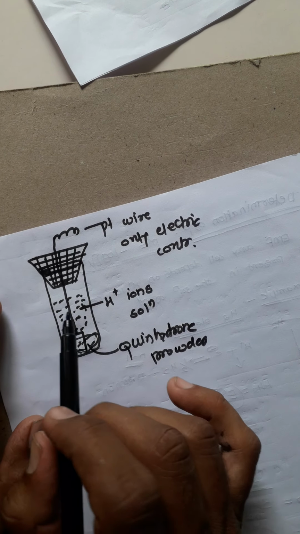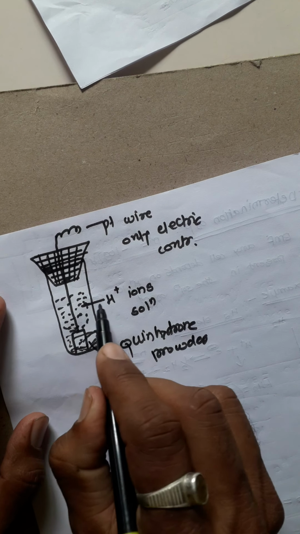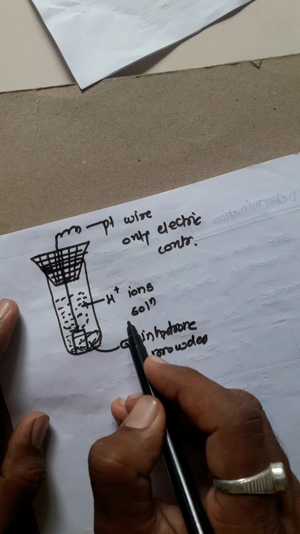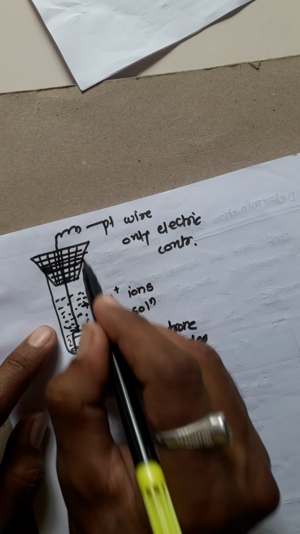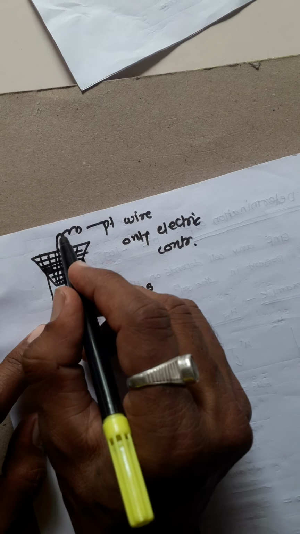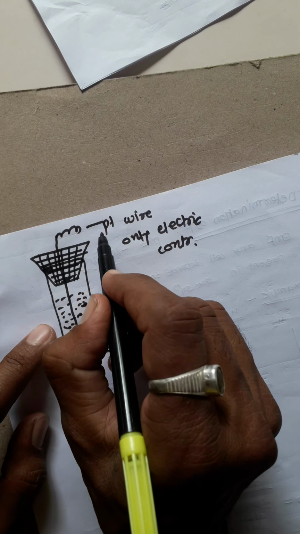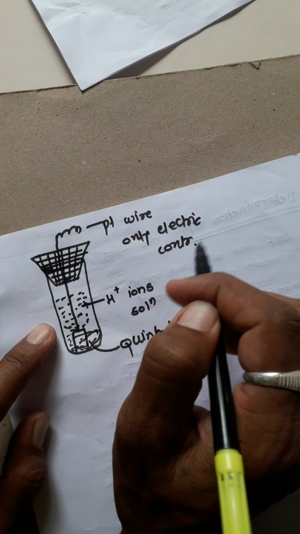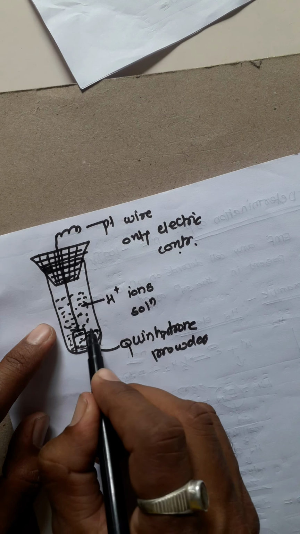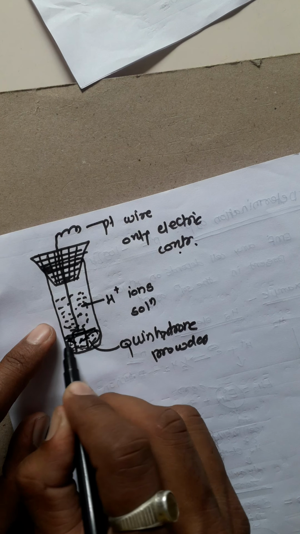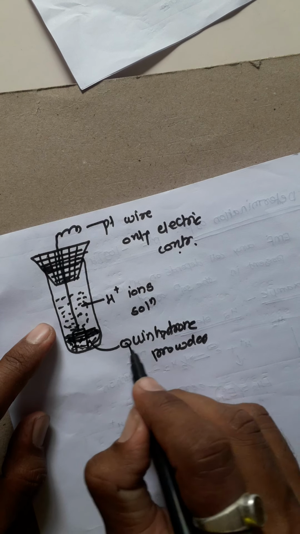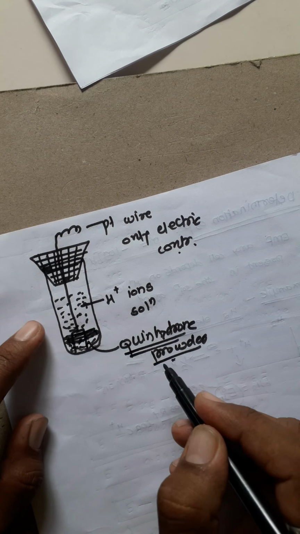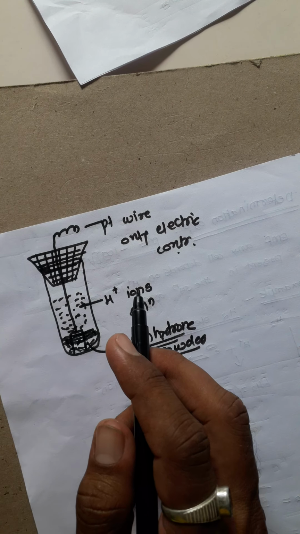This is the simple construction. This is one glass tube containing H plus ion solution, and the solution contains the platinum wire. The platinum wire is used only for electric contact, and it is dipped in the quinhydrone powder. This is the quinhydrone powder. This is the simple construction.